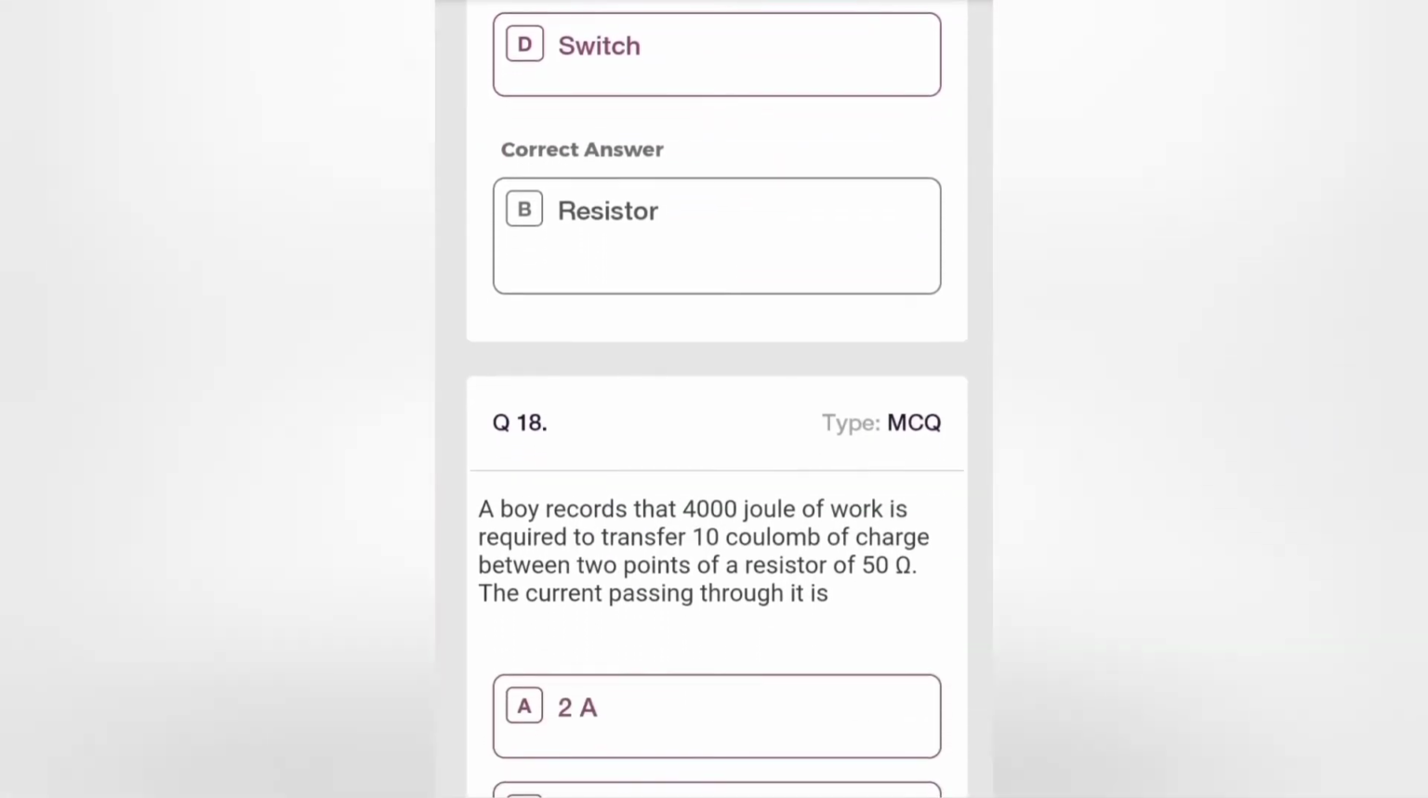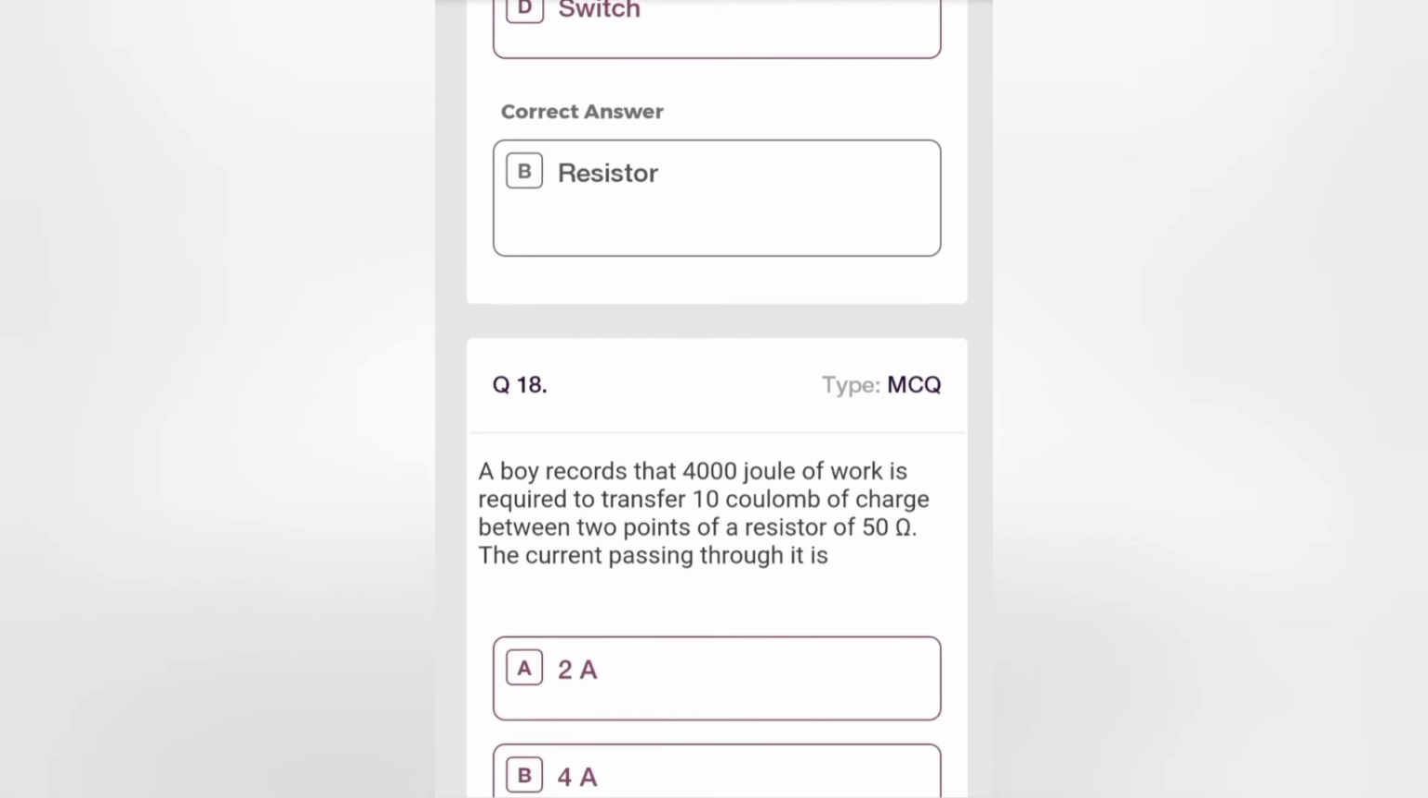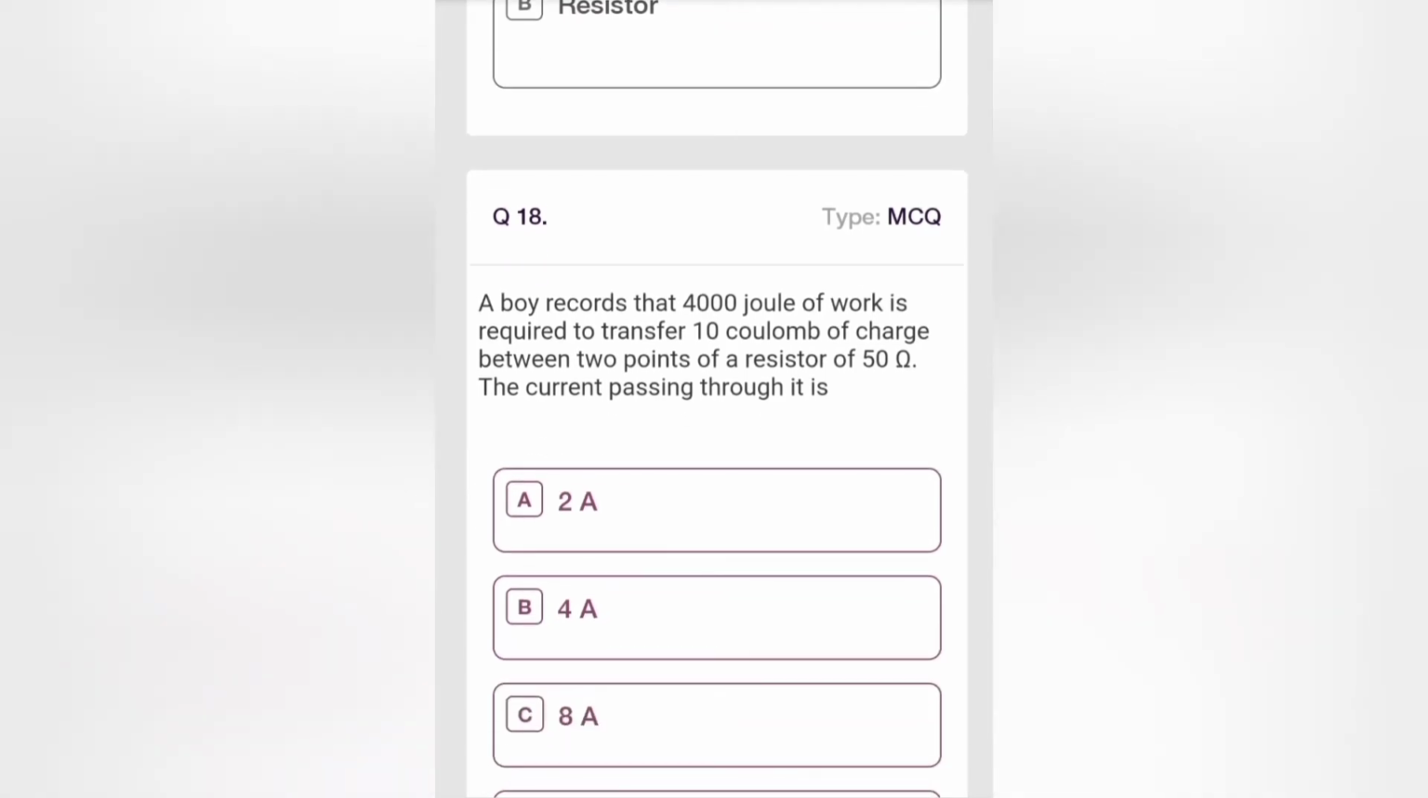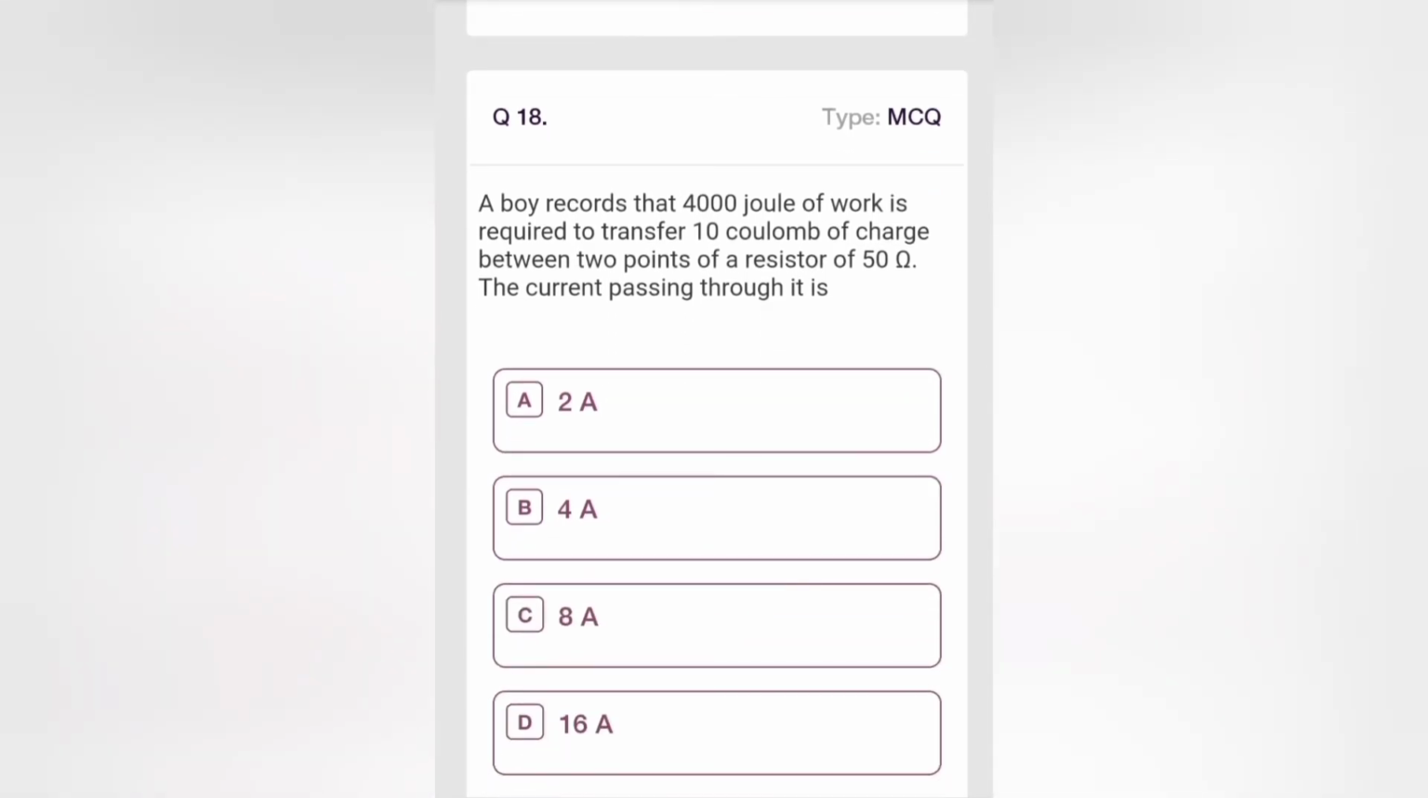A boy records that 4000 joule of work is required to transfer 10 coulomb of charge between 2 points of a resistor of 50 ohm. The current passing through it is 2 amps, 4 amps, 8 amps, or 16 amps. So we write all the data given: 4000 joule work, charge is 10 coulomb, resistor is 50 ohm, and we need to find the current.